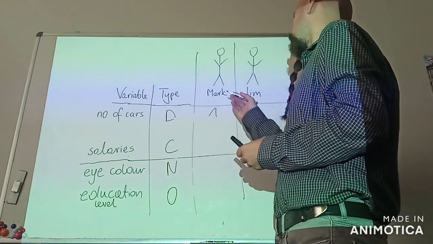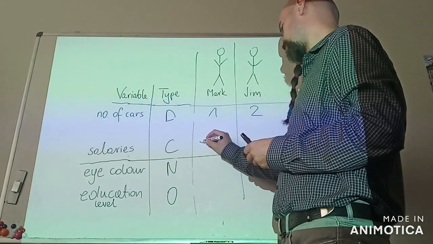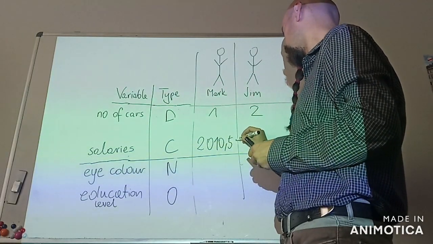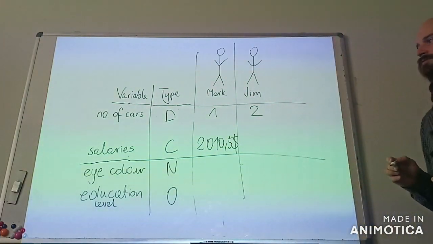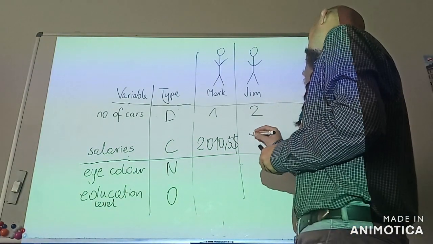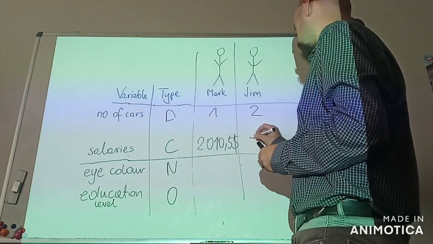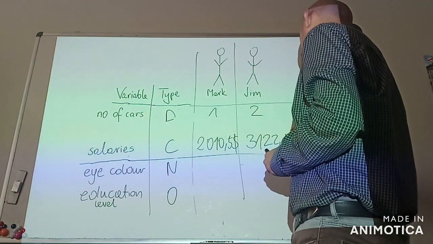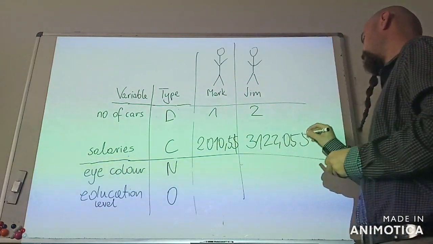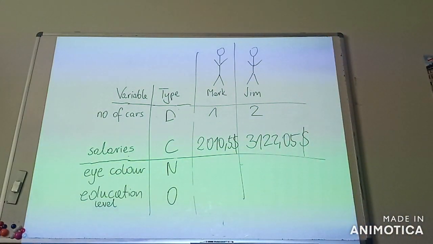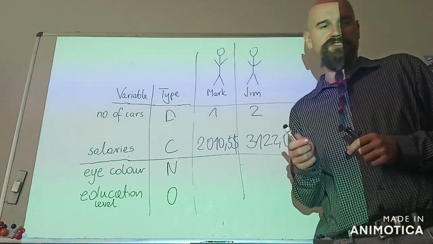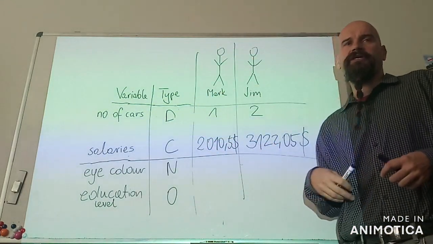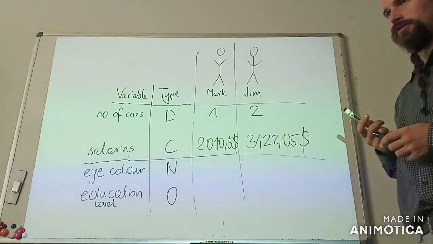Salaries, Mark earns, for example, 2010.5 dollars per month, and Jim's salary is about 3,122.05 dollars. Yes, so continuous variables can take a wide range of values, can take real numbers.